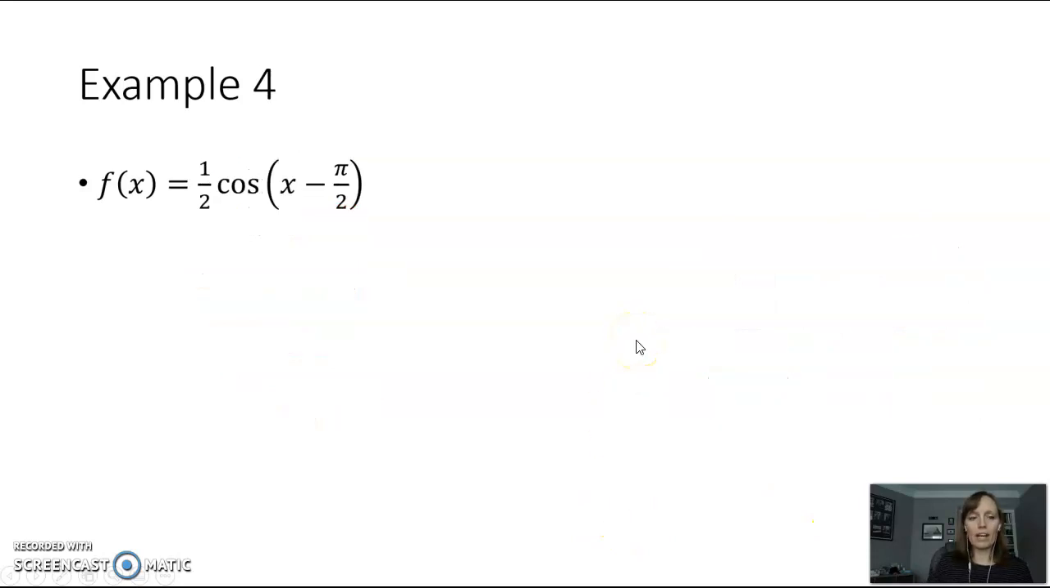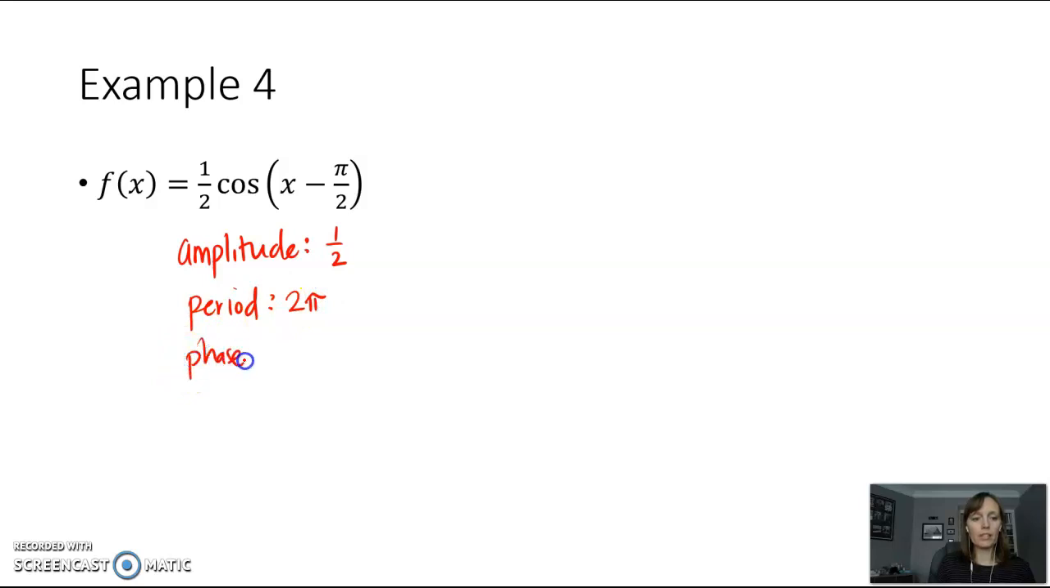The last example I have for you in this video is one more cosine example. So we have 1/2 cosine of x minus pi over 2. The amplitude has been affected because it's being multiplied by a number here. And so the amplitude is 1/2 instead of 1. The period doesn't have any change being applied to it because x is not being multiplied by anything. So the period here is still going to be 2 pi.